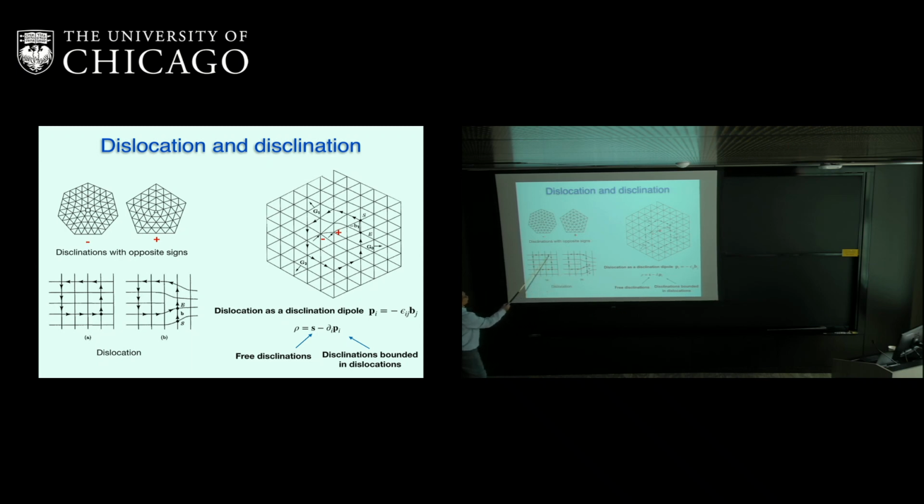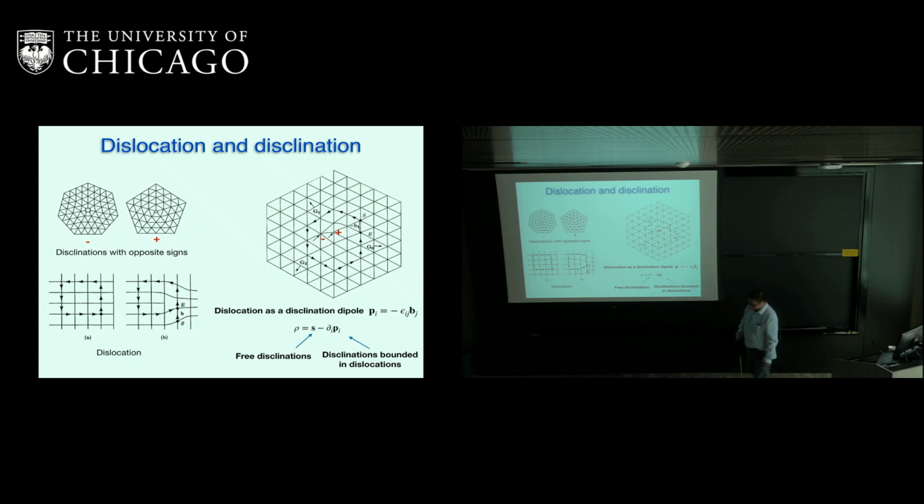So here, when you go 3 here, 3 here, 3 here, 3 here, you come back to the same point. But on this side, when you do 3 here, 3 here, 3 here, and you go up 3, you gain another vector. So this is a defect in the lattice. And from this picture, you're seeing that the dislocation can be a combination of this disclination with plus and minus sides.